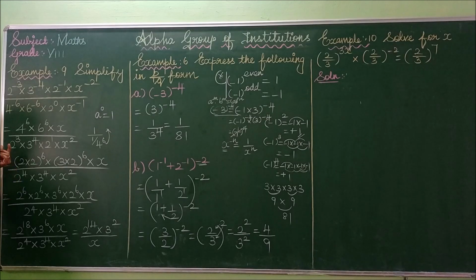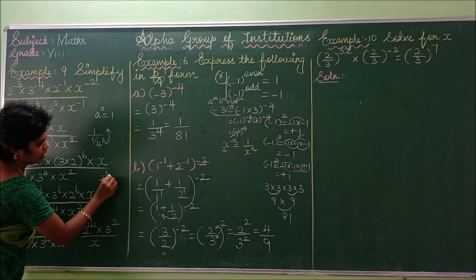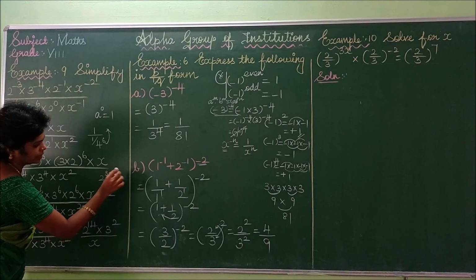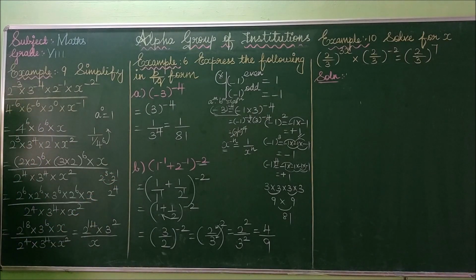So in the denominator, look at here. 2 power 3, here also 2 power 1. So 2 power 3 into 2 power 1. Both the bases are the same, so you have to add the powers. So 3 plus 1 is what? 4. So your answer is 2 power 4 into 3 power 4. This x we already joined to the 2 value, again we have joined. So you can take this x squared only.